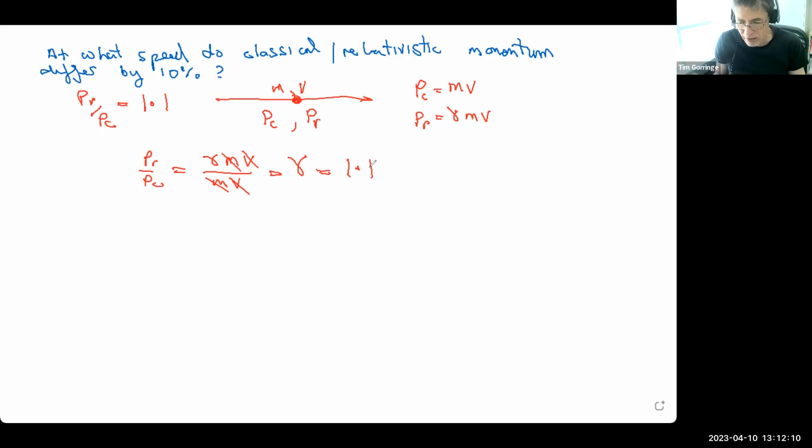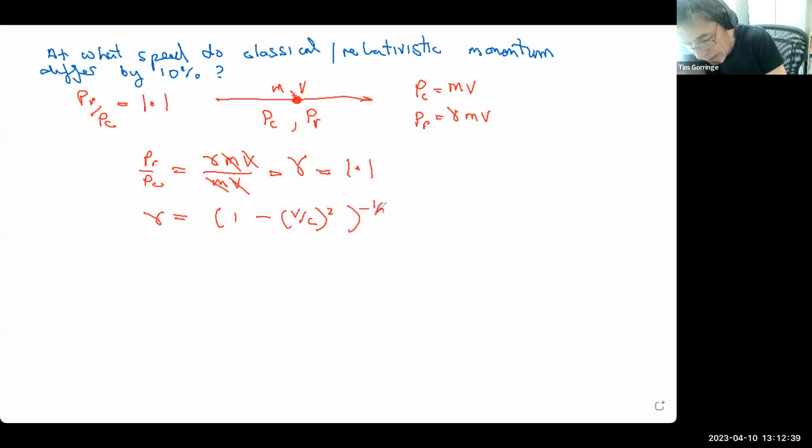This question is really telling us that gamma, the Lorentz factor, is 1.1 for this situation where the relativistic momentum is 10% bigger than the classical momentum. And we're going to find out what speed gamma of 1.1 actually corresponds to. So to do that, we've got to remind ourselves of the equation for gamma. It depends on the speed of the particle. It involves the ratio of the speed of the particle to the speed of light. And it's given by this little expression here. So inside the parentheses, 1 minus (v over c) squared. And then we take the square root of that. We take the inverse of that. So the power is -1/2.